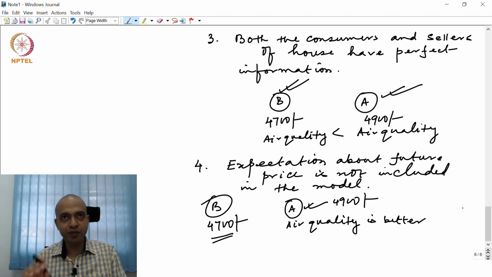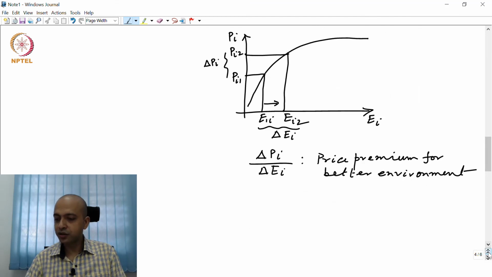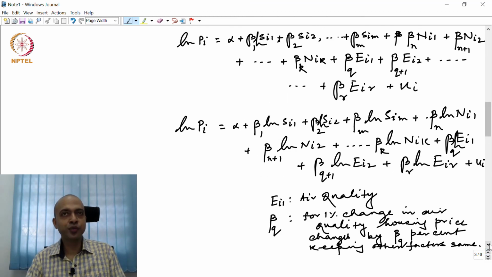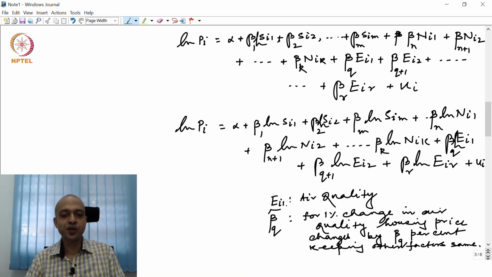So we estimate the demand for houses by collecting the price of houses from several locations, and we also collect site-specific, neighborhood-specific and environment-specific factors. Then we run a simple regression in logarithmic form on both sides. Why have we taken the logarithm? So that we can interpret the estimated coefficient as elasticity. For a percentage change in air quality, what is the percentage change in housing price? Very easy to estimate, very easy to interpret, but it has several limitations.